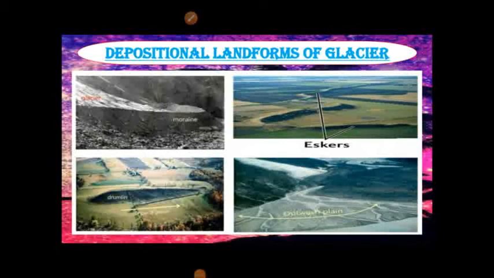Depositional landforms of glacier. Moraine. Landforms formed by either glacial deposits of valley or continental glaciers are termed as moraine. Drumlins. Drumlins are deposits of glacial moraines that resemble giant reversed teaspoons or half-cut eggs.